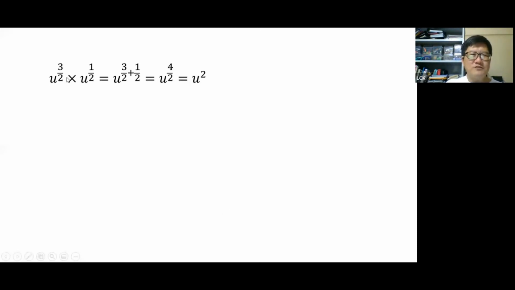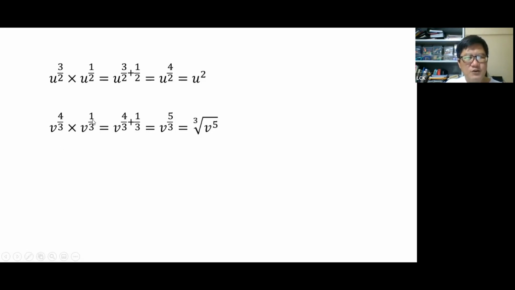So u to the power of 3 over 2 times u to the power of half, because it's multiplication, you just add up the indices and you get 4 over 2, or just a 2 there. Then v to the power of 4 over 3 times v to the power of 1 over 3 is a multiplication. The bases are the same. Just add it up and you get v to the power of 5 over 3, or you can express it in this format if you want to.